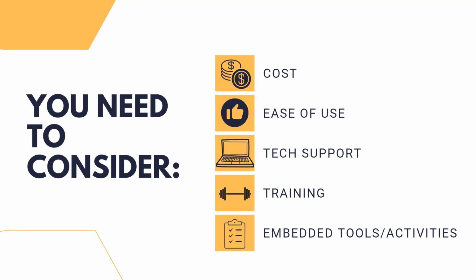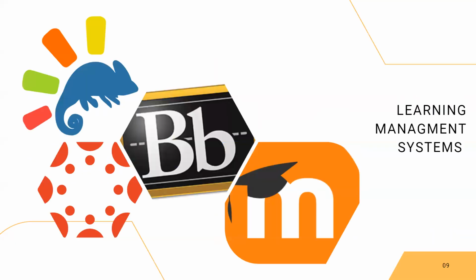Tech support. Could a student or an instructor call a helpline? Training. What trainings does the system provide for instructors? Embedded tools and activities. This will be your process for the learning to happen. We're going to go over 4 learning management systems: Chameleon, Blackboard, Canvas, and Moodle.